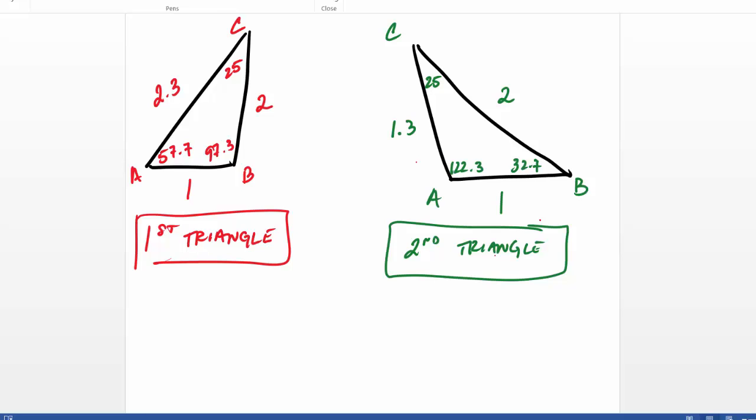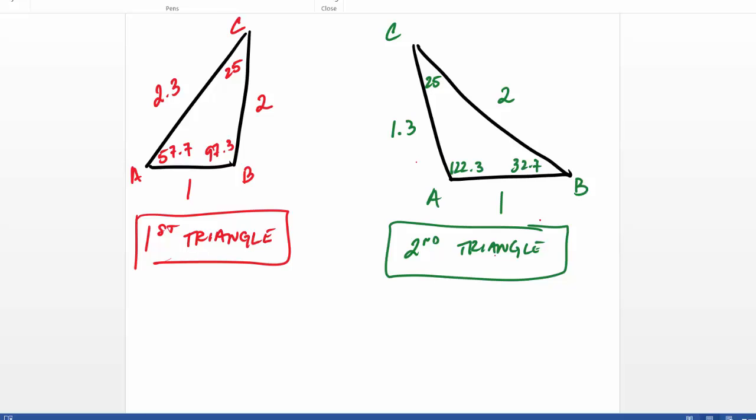Now in the first triangle, angle B is the largest angle of 97.3. So the opposite side should be the largest side, and in this case it is at 2.3. As we switch over to the second triangle, angle A actually ends up being the largest angle, so the opposite side of 2 should be the largest side, and that works out in this case as well. So you can see how this could actually fold out to be two separate triangles here.